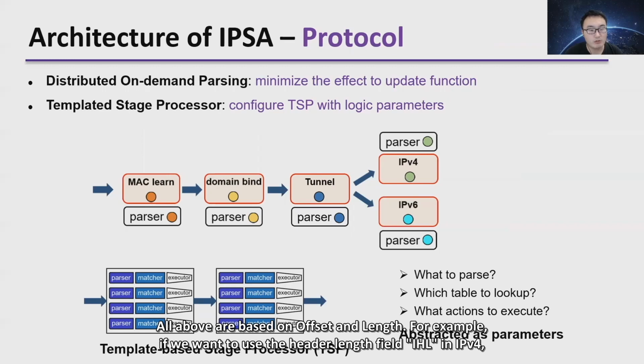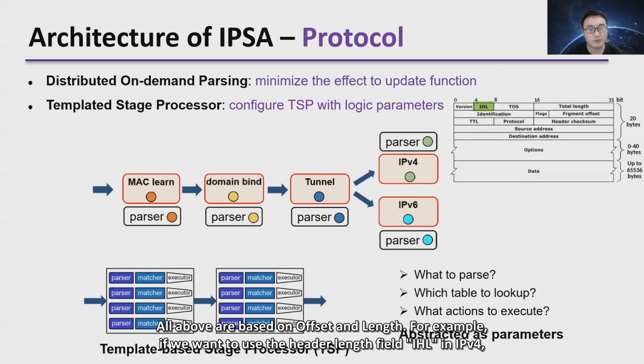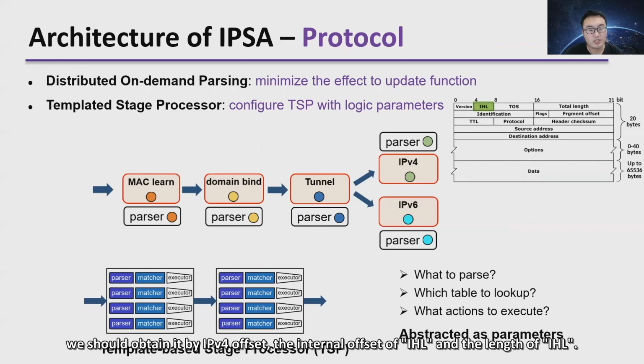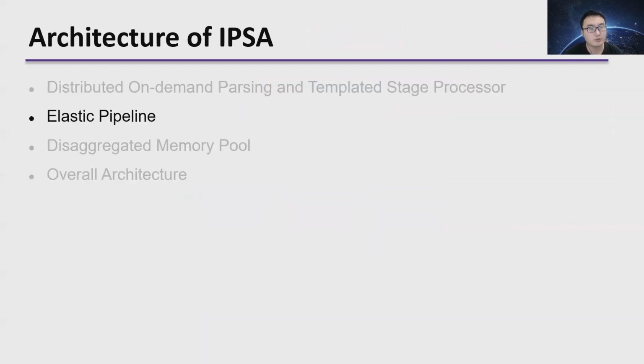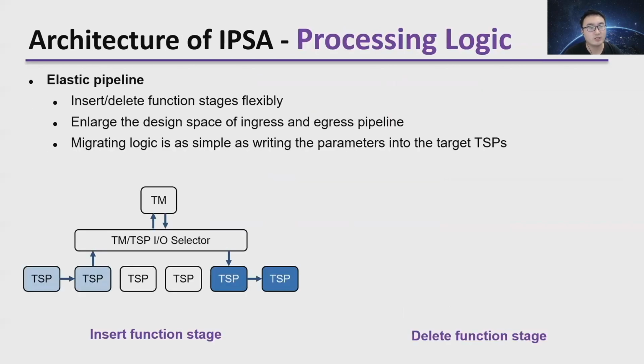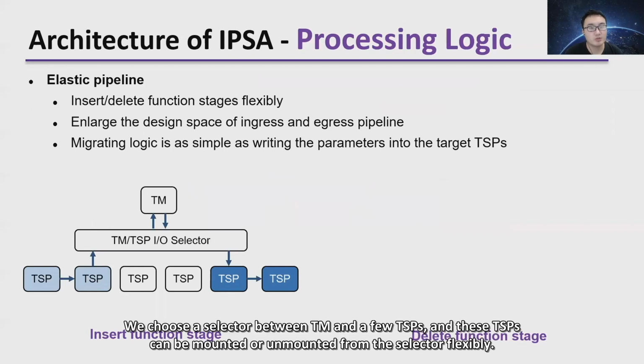For example, if we want to use the header length field IHL in IPv4, we should obtain it by the IPv4 offset, the internal offset of IHL and the length of IHL. Now, we can configure any TSP with parameters, and then we should know how to insert or delete them in the pipeline. We choose a selector between TM and a few TSPs, and these TSPs can be mounted or unmounted from the selector flexibly.